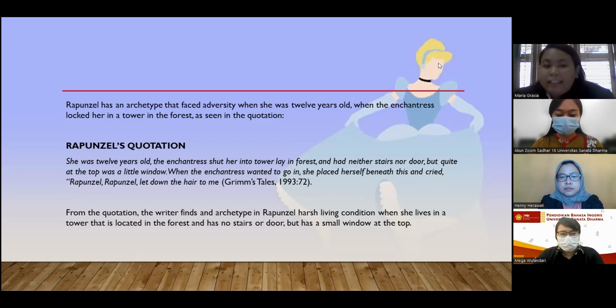From the quotation, the writer finds an archetype in Rapunzel's harsh living condition when she lives in a tower that is located in the forest and has no stairs or door, but has a small window at the top.